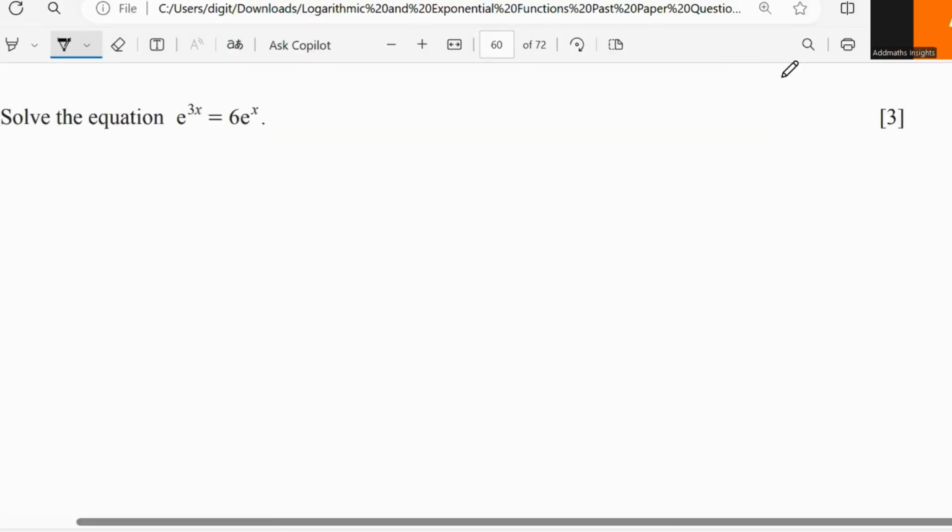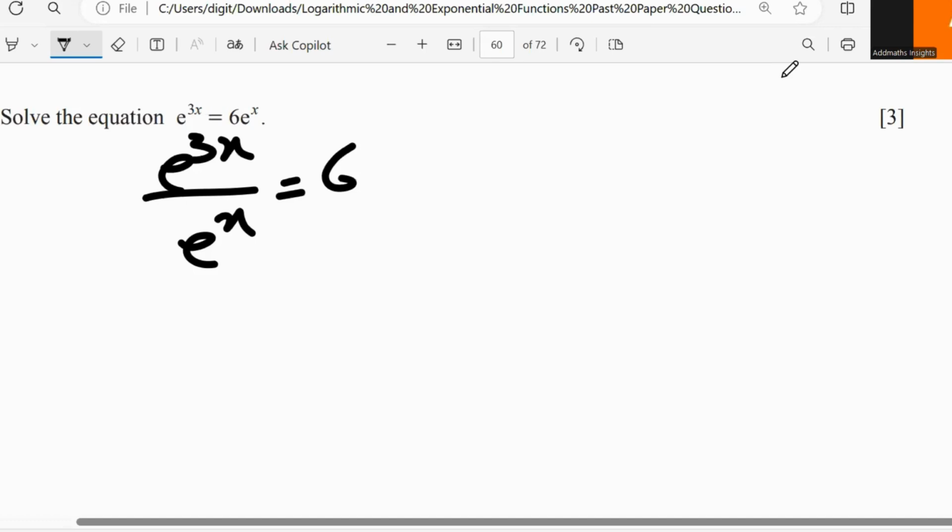Today's lecture is about solving past paper questions. So the first question is: solve the equation e^(3x) = 6e^x. We take this e^x to the other side and you can write e^(3x) divided by e raised to the power x is equal to 6.